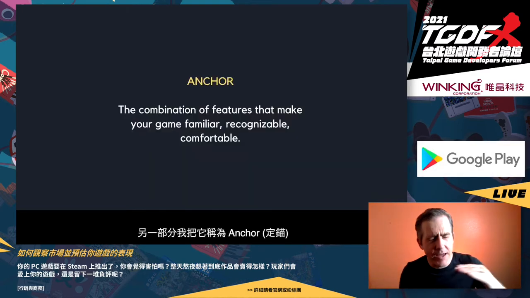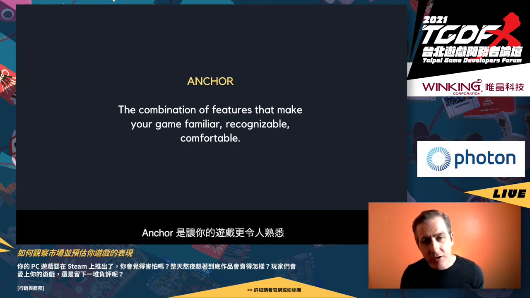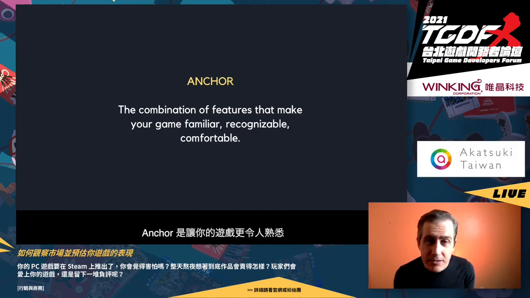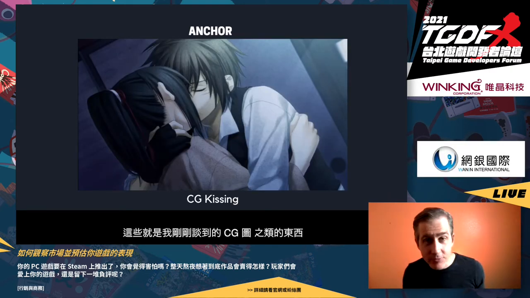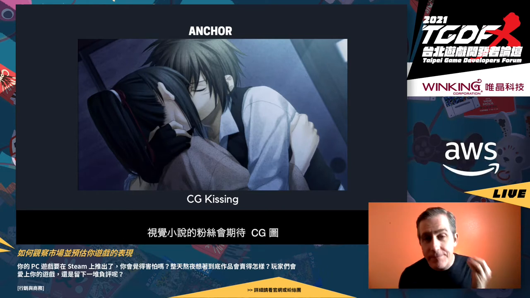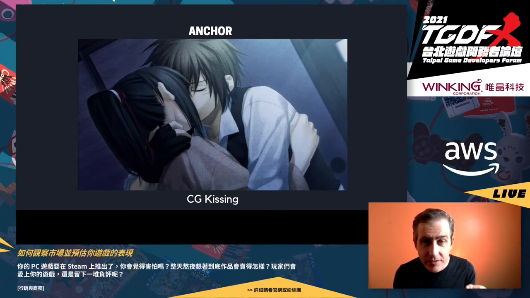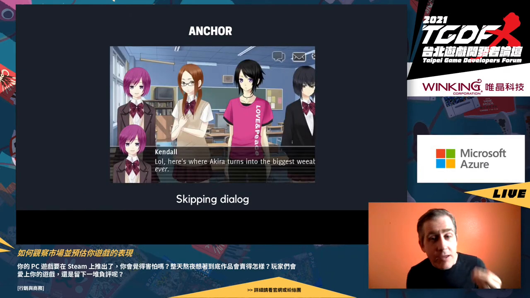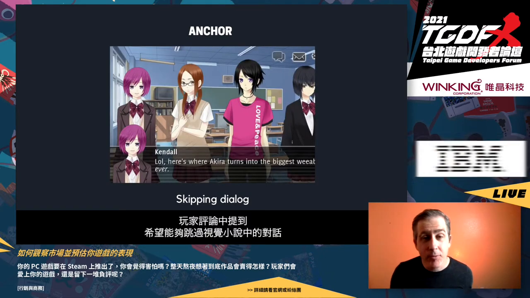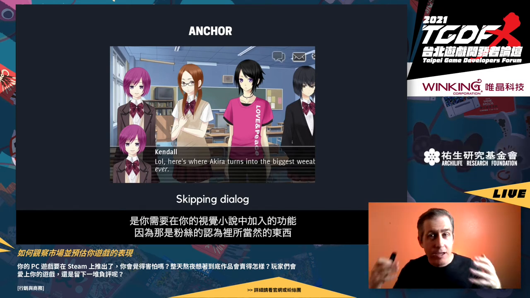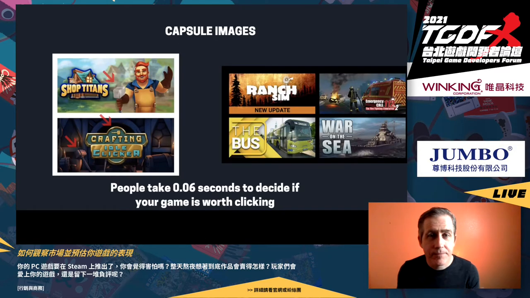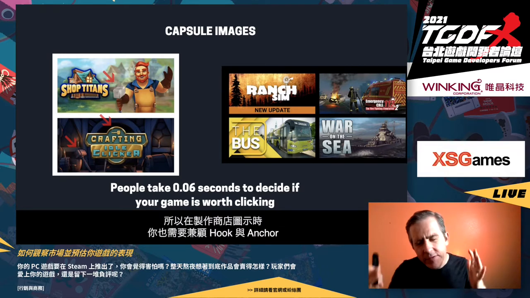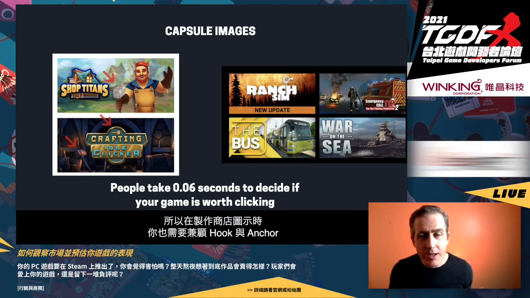Now, on the other side are what I call anchors. Anchors are the combination of features that make your game familiar, recognizable, comfortable. These are things like the CGs that I was just talking about. Fans of visual novels expect there to be CGs. It's an anchor of the genre. Similarly, that other review where people were expecting to be able to skip dialogue through your visual novel, that is an anchor. It's a feature that you need to put in your visual novel if you're making one because the fans expect it. Now, this hook and anchor comes up when it comes to your capsule images.